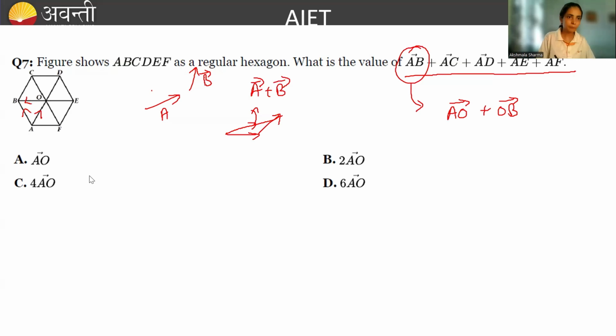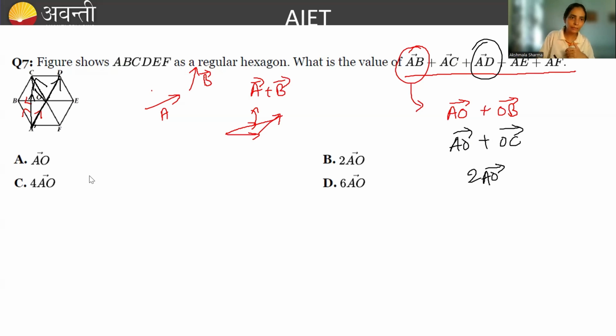So let's see here. AC can be written as AO plus OC. Done it? Now let's see what else we can do with AD. AD can be written as AO plus OD, which is again in the direction of AO, and AO and OD are equal in magnitude. The direction of AO is the same as OD. So AD can be written as 2AO, right?